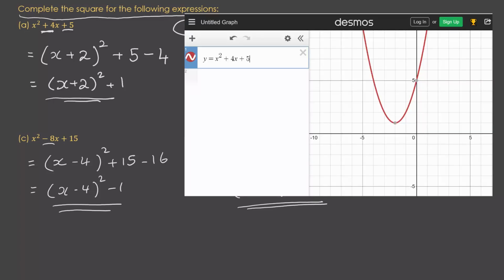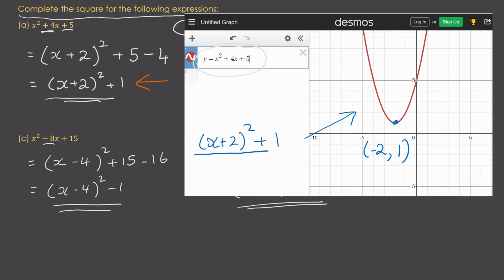Now, as to what information this tells us, note that here on Desmos, I've plotted y is x squared plus 4x plus 5. So that's the graph that we have here. You can see the vertex or turning point of this graph is at negative 2, 1. My completed square form, which you can see over here, is x plus 2 all squared plus 1.